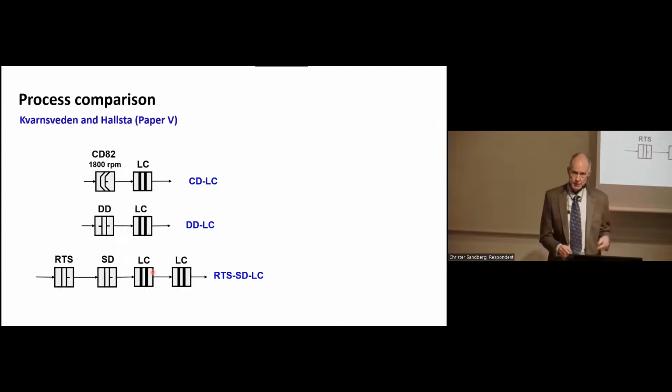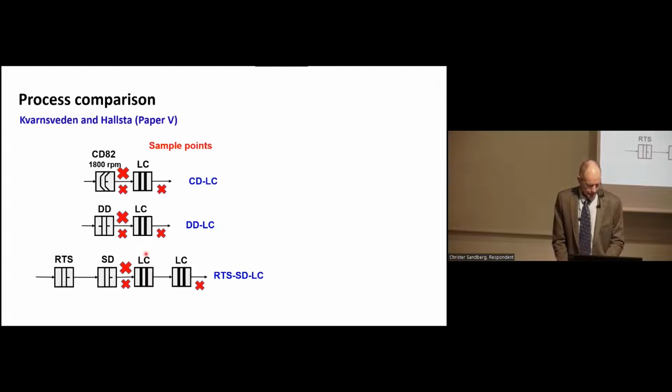I also have included some data from a project, or this is from paper 5, where Rita and some other people were involved very much. And we compared pulps from CD refiner and LC in Kvarnsveden, DDLC in Kvarnsveden, and the RTS line in Hallsta. And in that trial, we took out pulps at 2 levels of specific energy in the high consistency refining. And at the lower energy, we took out pulp after the low consistency refiner. So 3 points for every process.